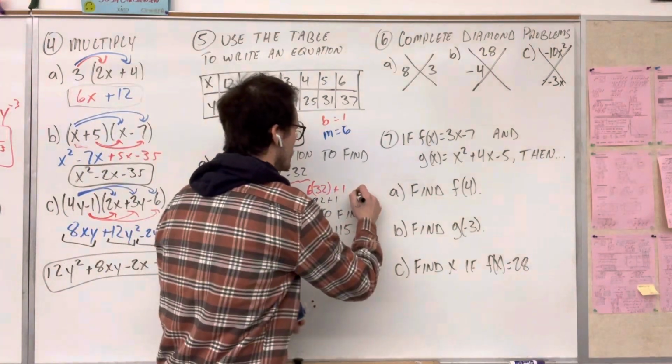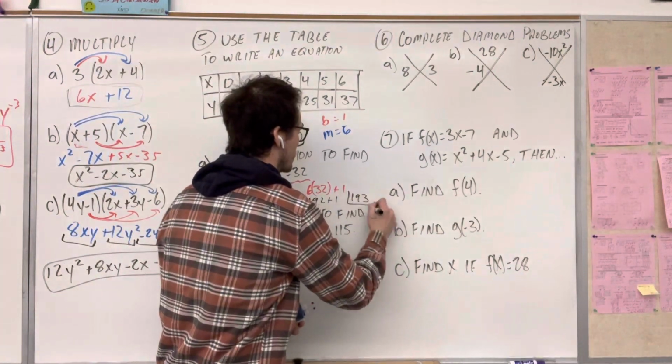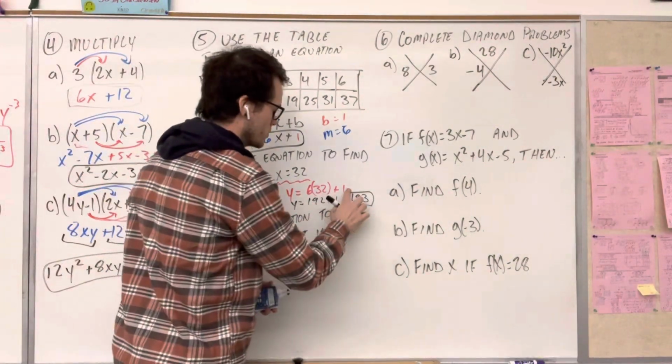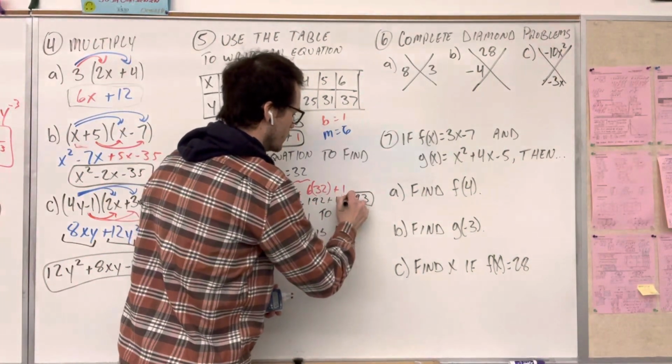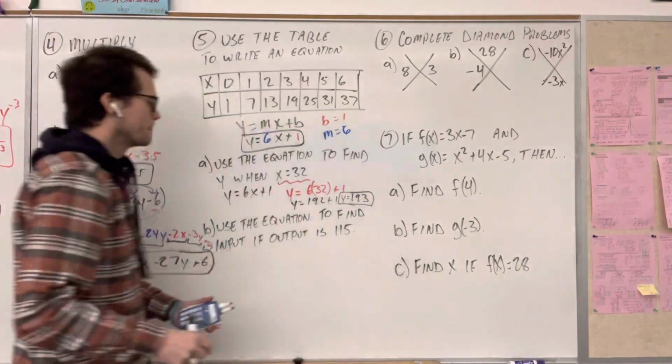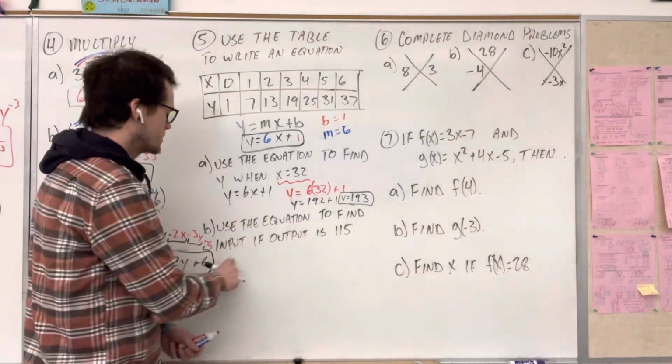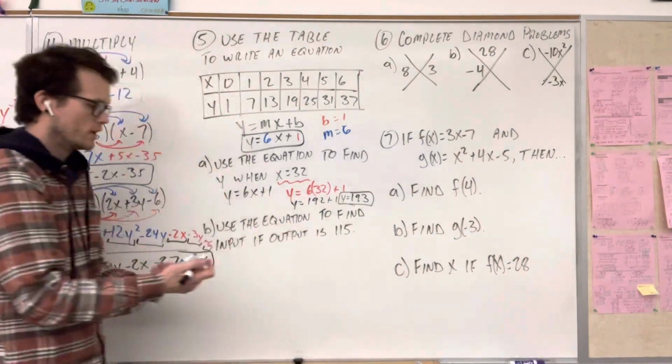192 plus 1 is 193. So when x is 32, y equals 193. And I'm going to rewrite this to say y equals. Okay, now this one's coming at it from the other perspective. Use the equation to find the input if the output is 115.